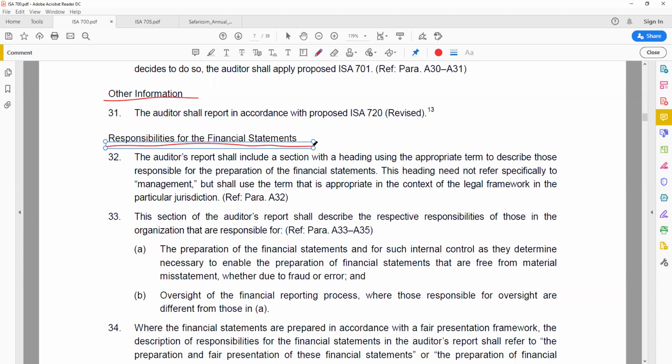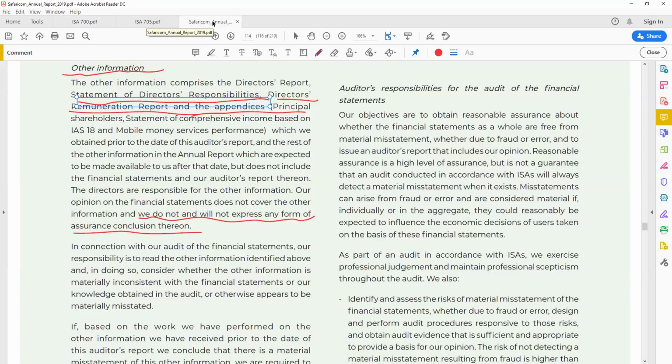Don't forget we did mention the expectation gap. So you need to include this where the users come. You need to reduce this gap by, for example, including in your final report the responsibility of the management as well as your responsibility. So let's go through the accounts of Safaricom.